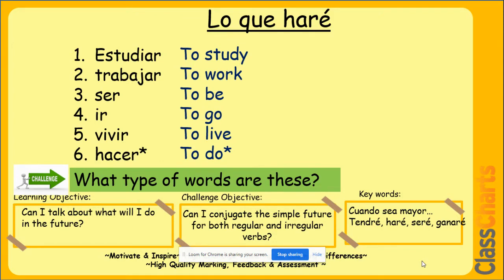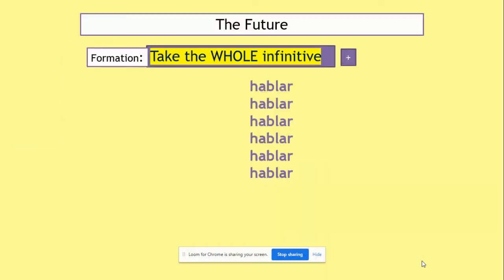Now, as you probably all have guessed by now, those words are verbs, they're action words, okay? And we're going to need those to form the future tense. So the first thing and the major difference forming the future tense with any of the other tenses we've learned previously is that in this case we use the whole infinitive. We do not take anything off. Okay, so you use the whole infinitive as it is. In this case, we're going to use the verb hablar, to speak.